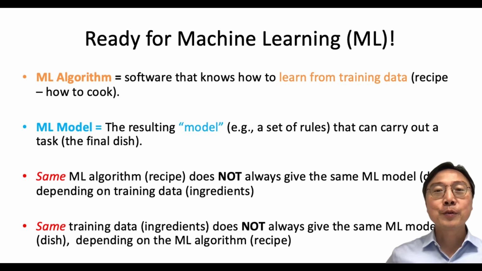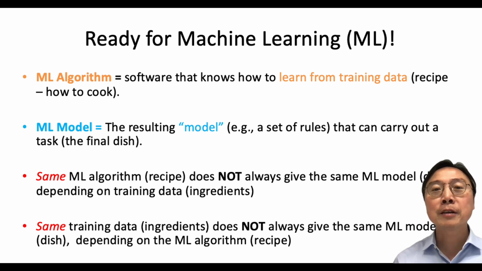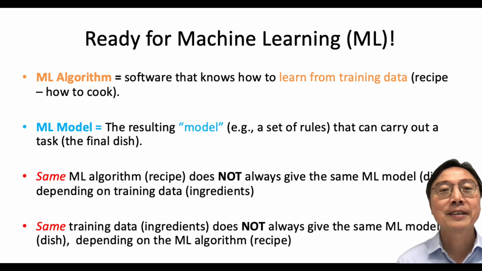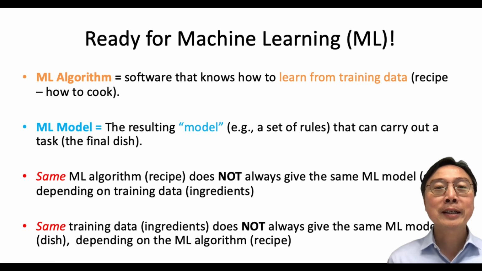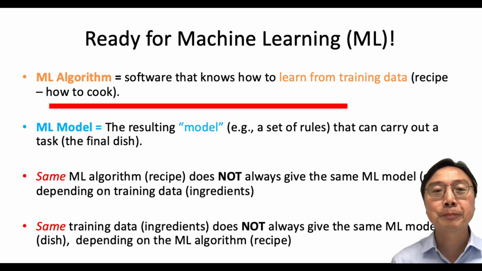So we are preparing the data, the ingredients, so they are ready for cooking, ready for machine learning. Before we move on, there are some terminologies that we need to understand. People talk about the machine learning algorithm. Basically, it refers to the software that knows how to learn from training data, and you can understand it as the recipe, how to cook. Even if we want to cook a certain type of dish, there are different recipes.